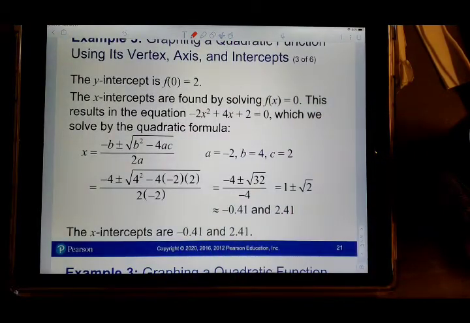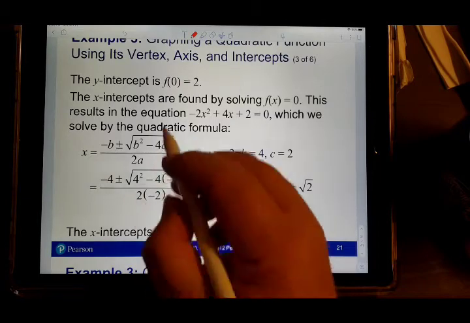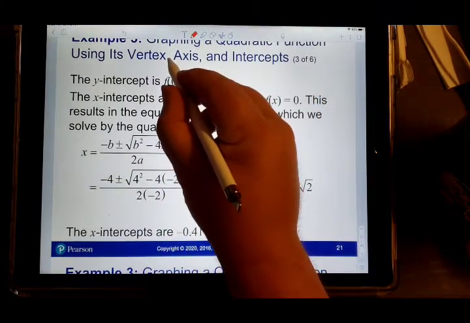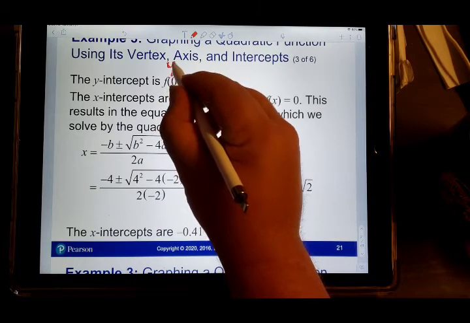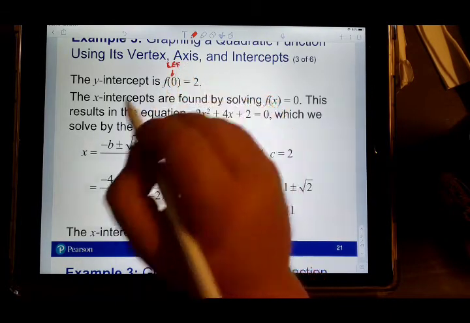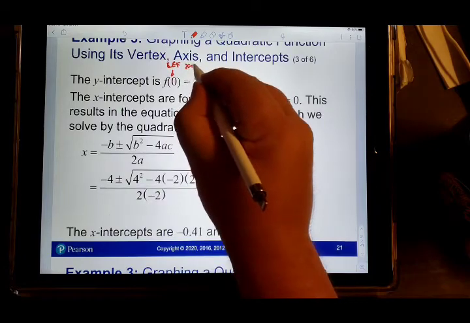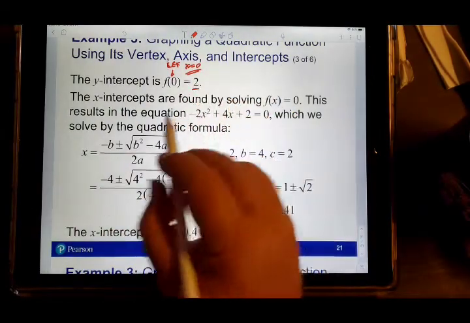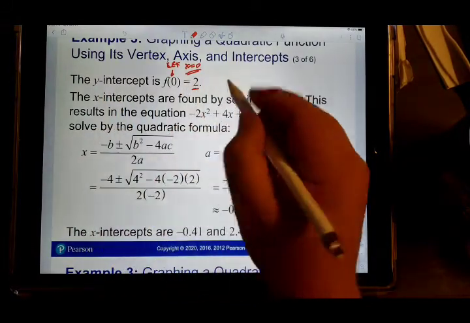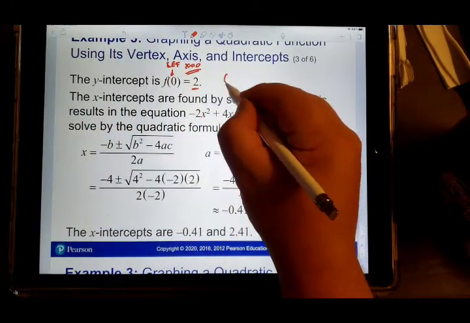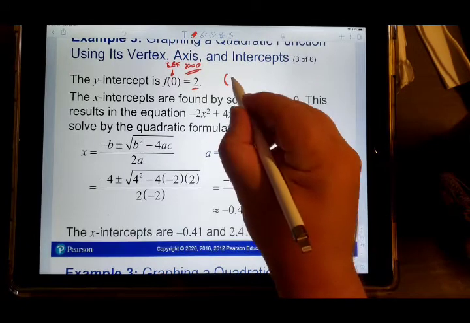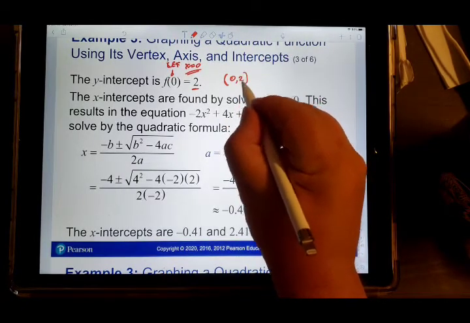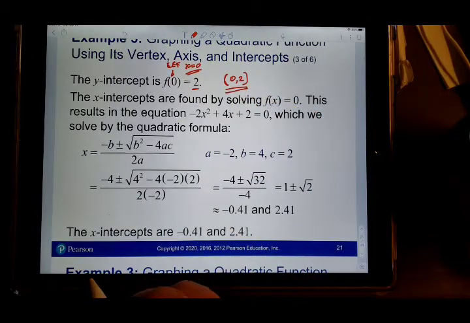The y-intercept is f of 0. You let x equal 0, or plug x equals 0 in, and that's going to find the y-intercept. So you do that, and you find it's 2. So they'll say the y-intercept is 2, or if you're using an ordered pair, x is 0, y is 2. That would be the y-intercept.